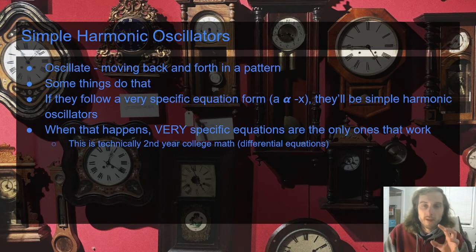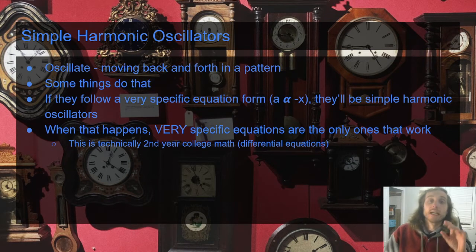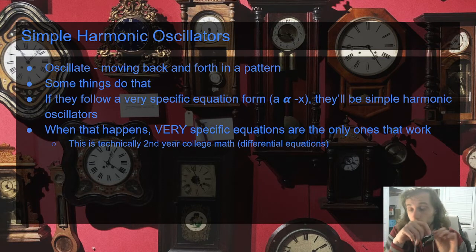The specific equation form that those things will follow is that the acceleration will be proportional to some constant times negative position. What that means is your acceleration depends only on where the oscillator is. It will always be accelerating away from the direction that it's located, and it'll get a stronger acceleration back towards the center location if it's further away from that center location. If that's true, then you'll get a simple harmonic oscillator.